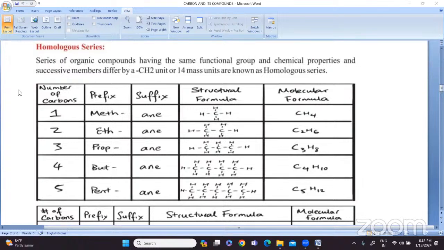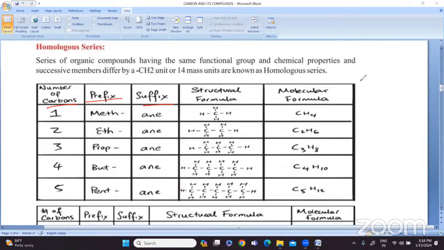In the first column, you can see the number of carbons. If the number of carbons is 1, then 2, 3, 4, 5, depending on that. The second one is prefix. What do you mean by prefix? It is the word which is added before the main parent name. So you're adding it just before the name, and it is called a prefix.